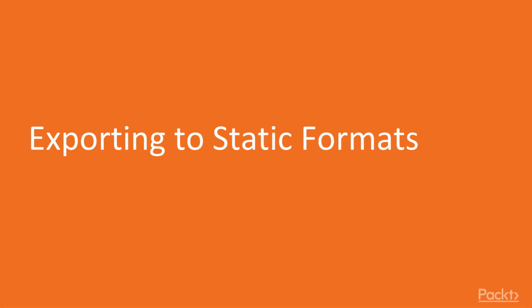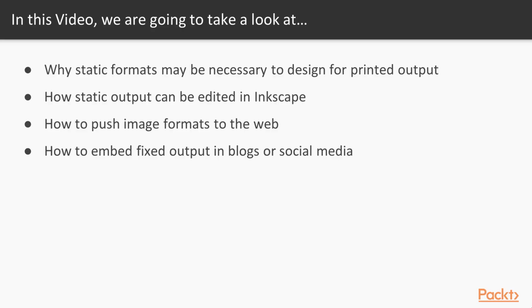So let's begin by looking at exporting to static formats. What we're going to cover in this video is why it's often necessary to design static formats for printed output, then how we can begin to edit those in Inkscape, and we'll go into greater detail in the next video on that one, and then different ways we can push these image or static formats out to the web for further use, and then a quick look at how we can embed some of this in a blog or social media.